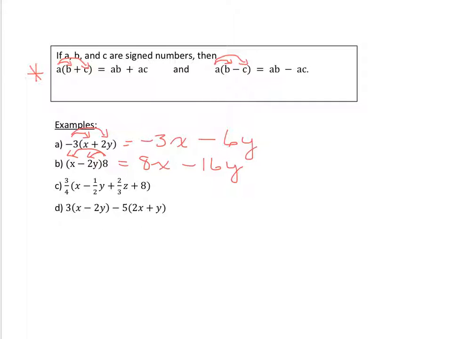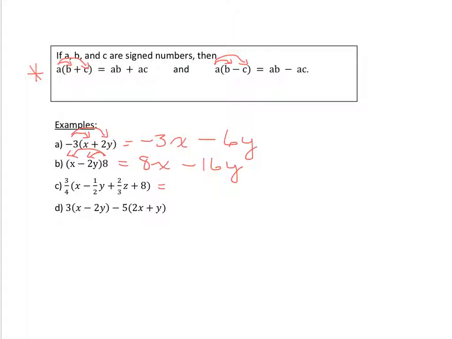And we could possibly have to use our distributive property with fractions as well. So I've got 3/4 times, in parentheses, x minus 1/2 y plus 2/3 z plus 8. Again, with all of these, you should perhaps be pressing pause and trying it yourself before moving on and pressing play and seeing if your attempt was correct.